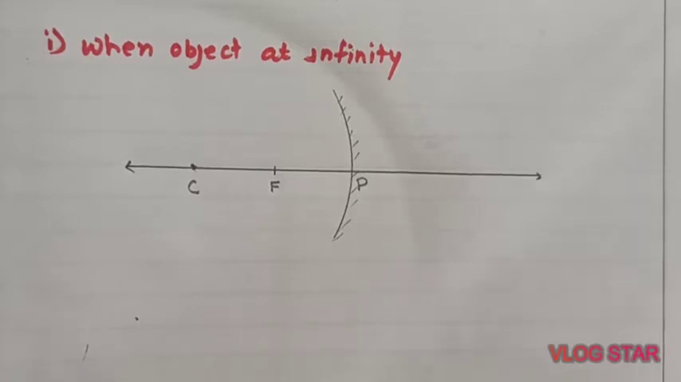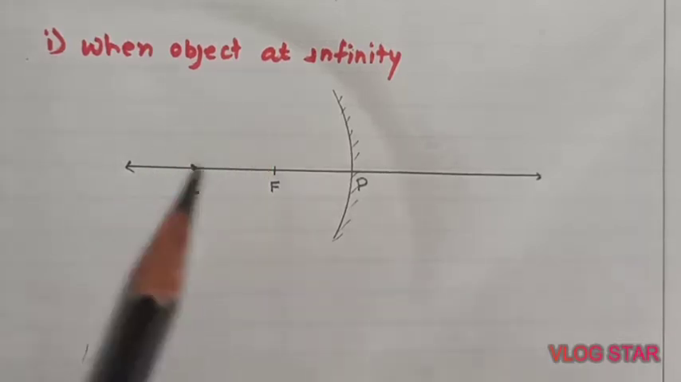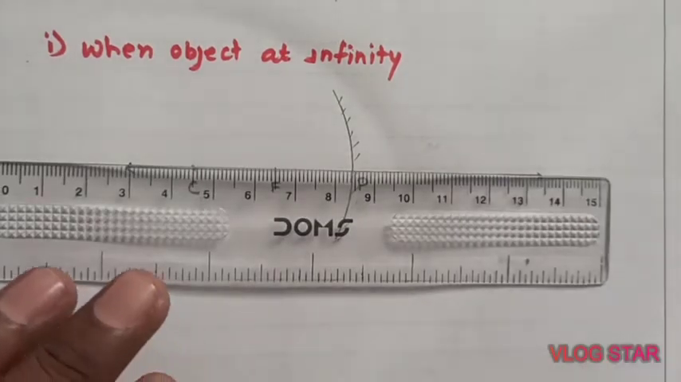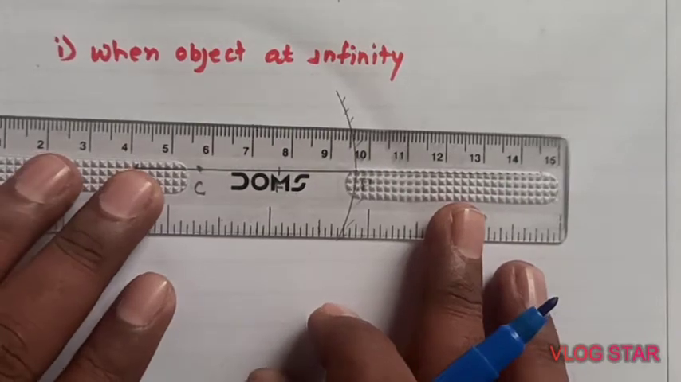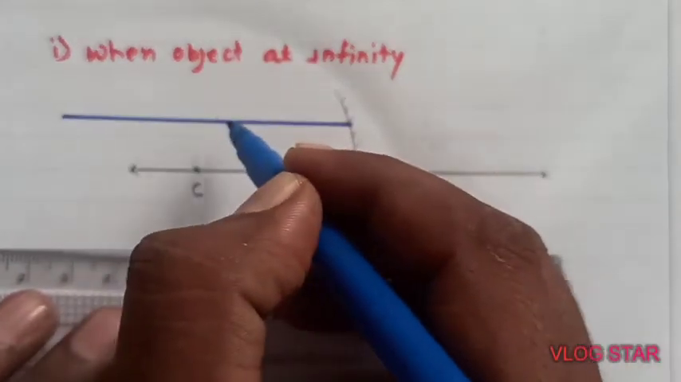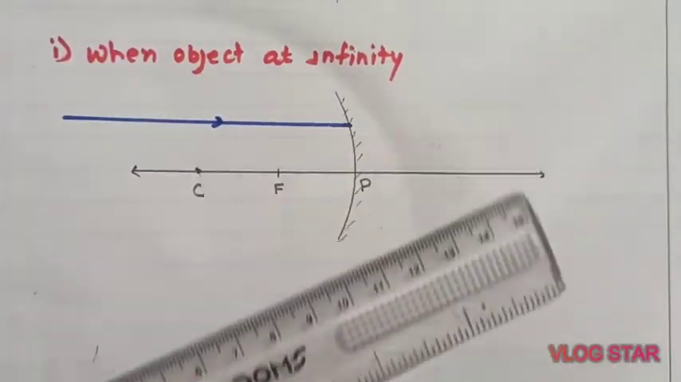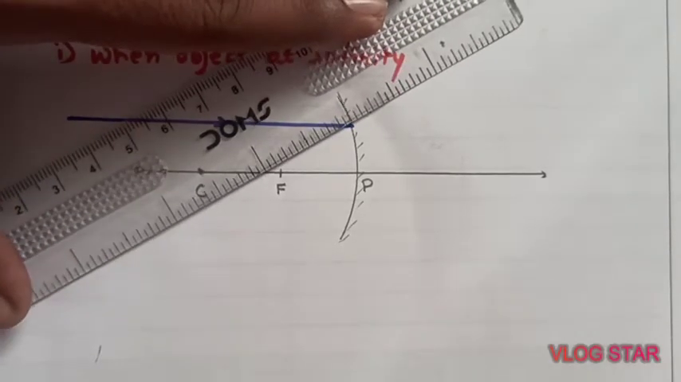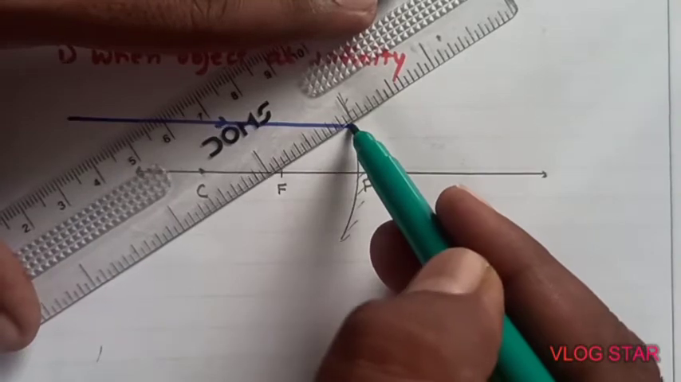So where is the object placed? At infinity. So you cannot see the object on the screen. It is placed at infinity. And as you know, the light rays which are coming from infinity are always parallel. And those parallel rays are falling on the mirror in this direction. First, what does rule 1 say? If the incident ray is parallel, it reflects through the focus.